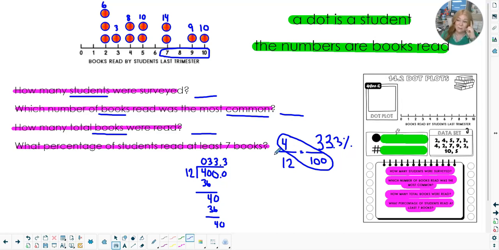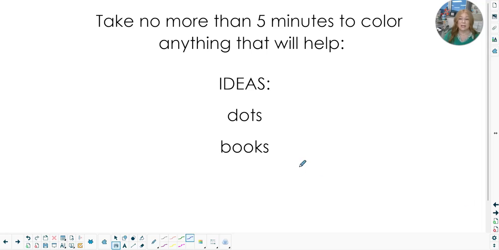So we've got to remember every time we're doing dot plots, what do the dots represent, right? Those are how many people we asked the question to. The numbers on the bottom are the things that we asked them. So go ahead and color in anything that's going to help you remember about dot plots, those dots down the side, the books up at the top. What can you do to get those dot plots in your head?